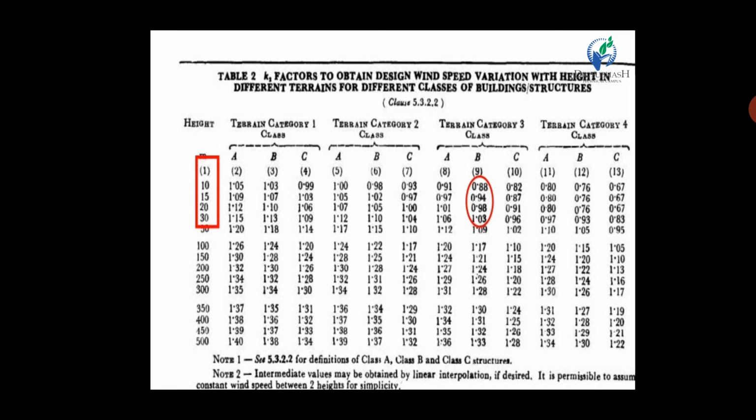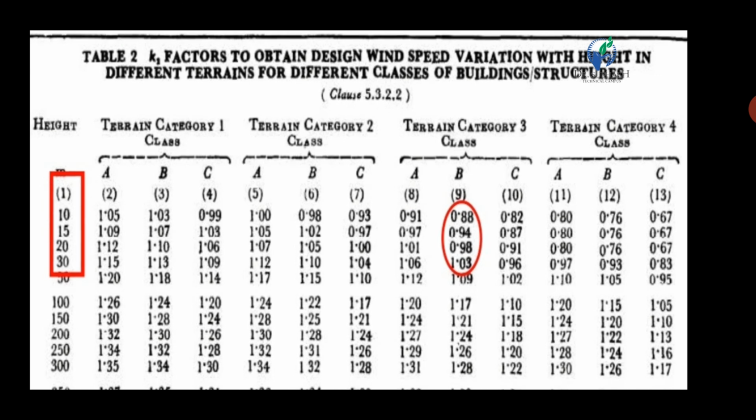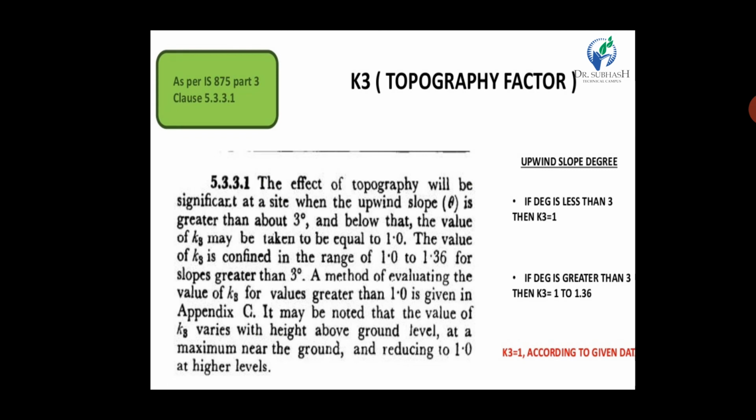Here our category is 3 and the class of building is B. So for different heights we have to calculate K2, for 10 meter, 15 meter, 20 meter and 30 meter. You can see in this table 2, this is the height of the building. These 4 categories of building are given, and below them the different classes A, B, C are given in table number 2.